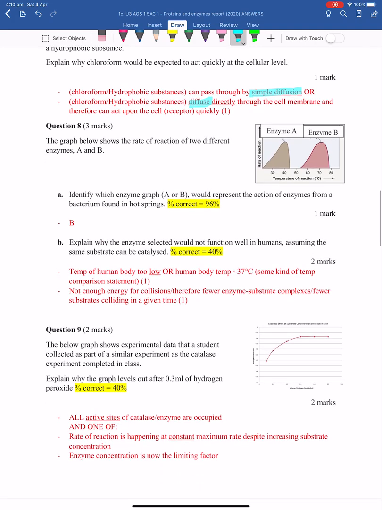Great with identifying the different enzymes. So which enzyme graph would have the bacteria in hot springs? That's definitely going to be B, which is this one up here. And that's because we've got much hotter temperatures that it's comfortable with.